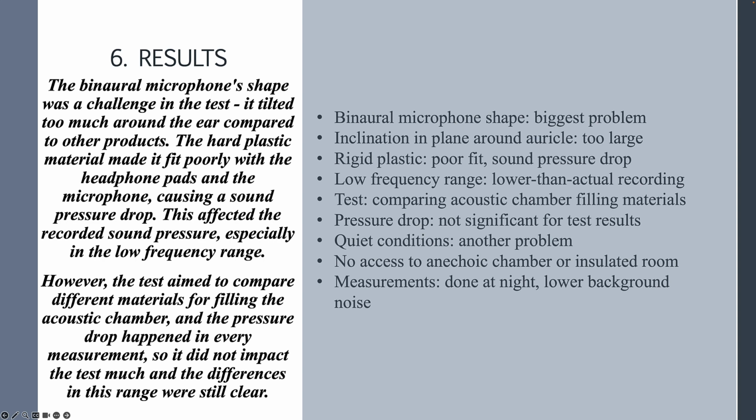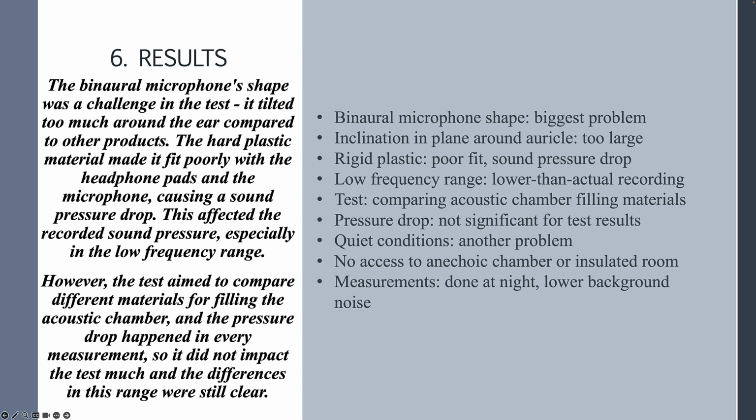The shape of the binaural microphone proved to be the biggest problem during testing. The inclination in the plane around the auricle as compared to commercial solutions was too large. This, combined with the rigid plastic of which it was made, translated into a poor fit between the headphone pads and the microphone, resulting in a drop in sound pressure. This resulted in a lower than actual sound pressure being recorded, mainly in the low frequency range. However, the test consisted of comparing the characteristics using different acoustic chamber filling materials, and as the lack of tightness caused a pressure drop in each measurement, this did not significantly affect the test as a whole, and it was possible to see differences in this frequency range as well without any problems.